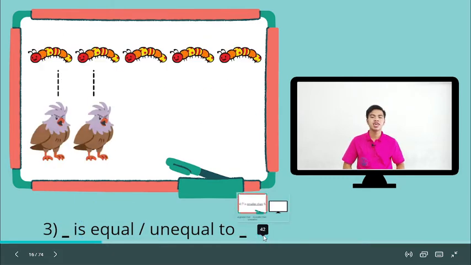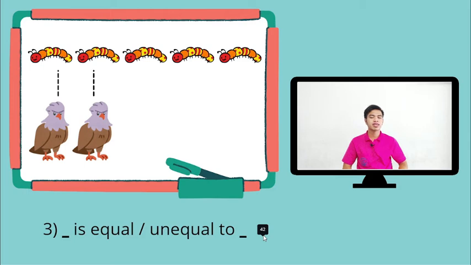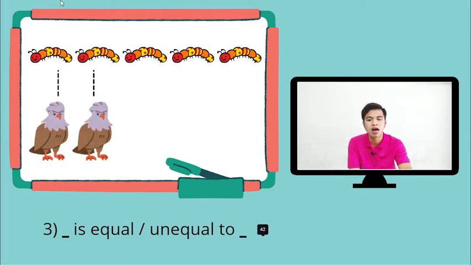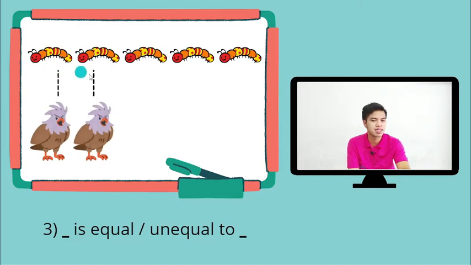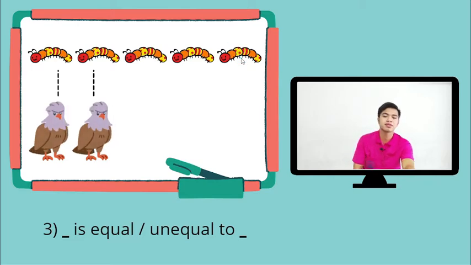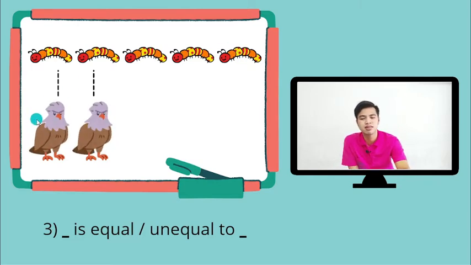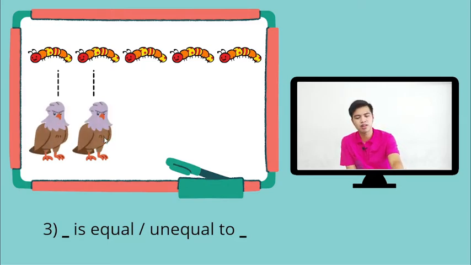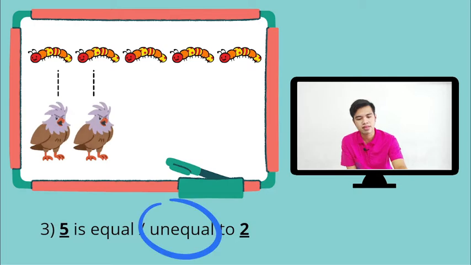So for the number 3, we have here worms and birds. So let's count the worms. Or caterpillar, what is it? 1, 2, 3, 4, 5. There are 5 worms. And then let's count the birds. 1, 2. So let's find out if they are equal or unequal.